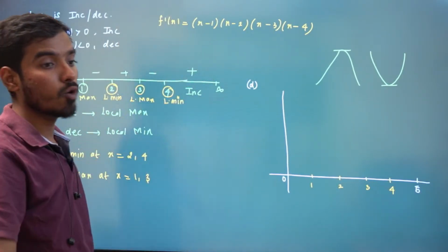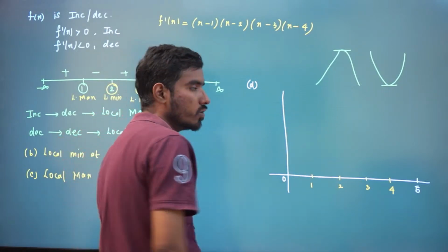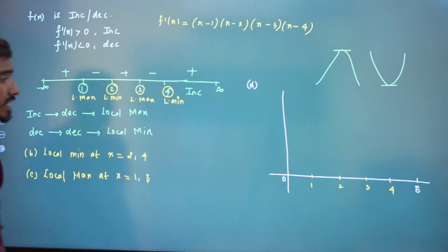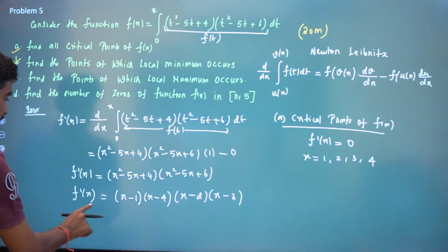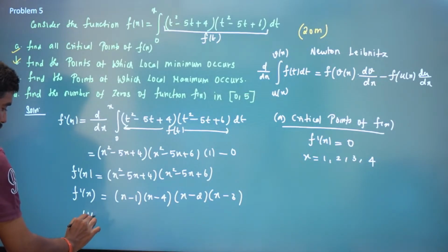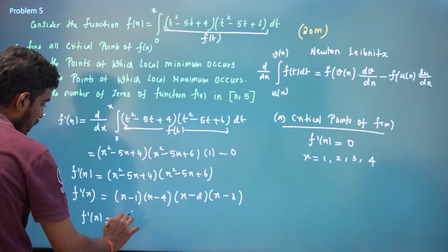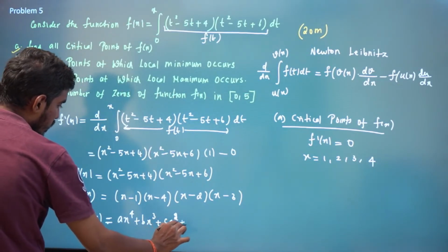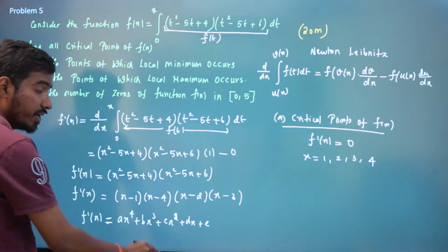But we don't know what is the output for 1, 2, 3, 4. At 1 it has local max, at 2 it has local minimum. From a problem point of view, you have to find that maximum and minimum value, then only you can plot the graph, right? We know only f dash of x, but we don't know what f of x is. So f dash of x will be some fourth degree polynomial, ax to the power 4 plus bx cube plus cx square plus dx plus e. You integrate to get f of x.